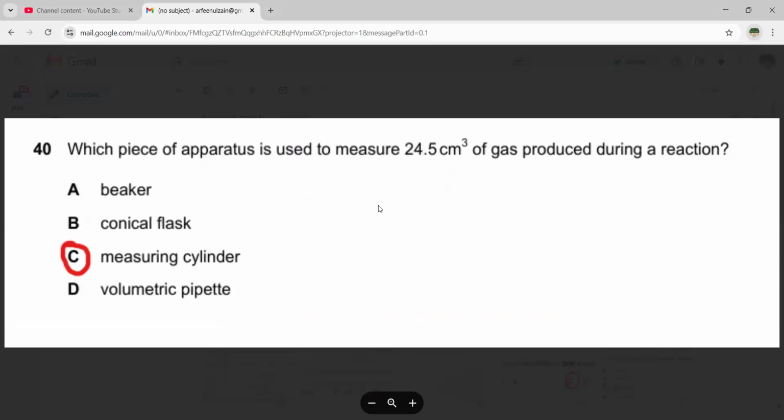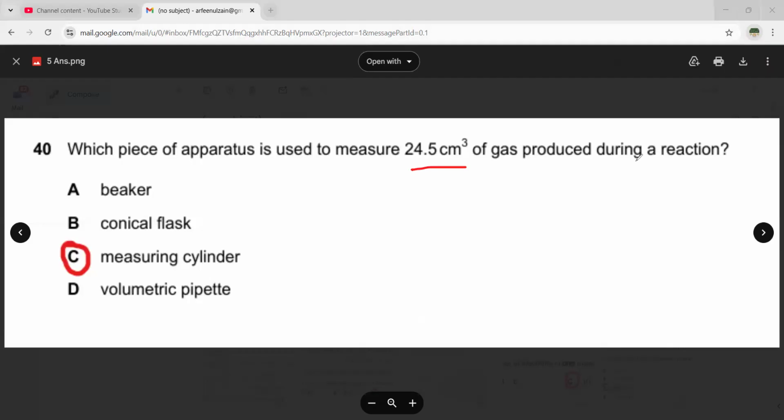Which piece of apparatus is used to measure 24.5 cm³ of a gas produced during the reaction? We want to measure a gas specifically. So a conical flask, we take a solution normally to swell the mixture. We use a conical flask. A beaker is there. We can use a gas syringe or an inverted measuring cylinder to measure the volume.